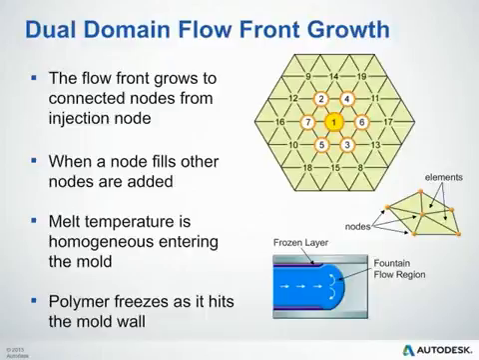One thing we'll also want to take note of is that the melt temperature is homogeneous entering the mold. You tell us what the melt temperature is, and that's how it comes into the tool, into this injection location. And then we're also saying that the polymer freezes as it hits the mold wall.